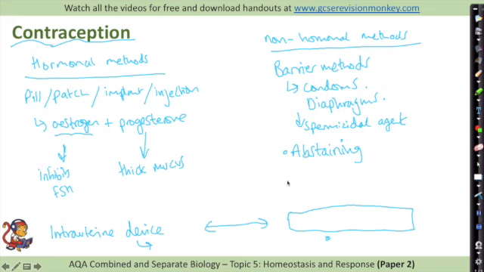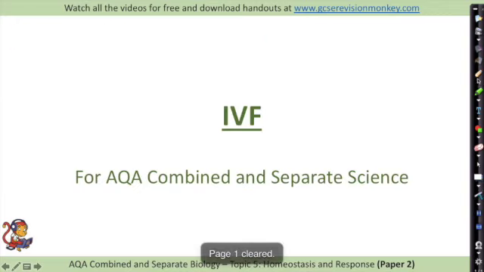The alternative one you can have is sterilisation. That is a permanent procedure, it's an operation, and that will involve either the man or the woman undergoing surgery to ensure that they cannot have any children. This next little bit on IVF is higher tier only, so if you are doing foundation, move on to the next part of the video.